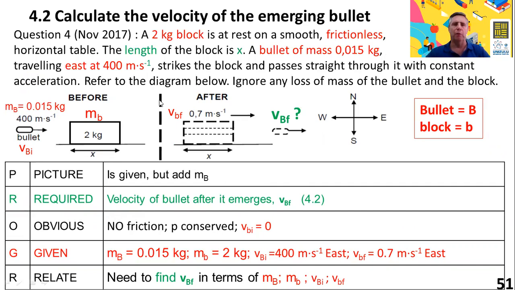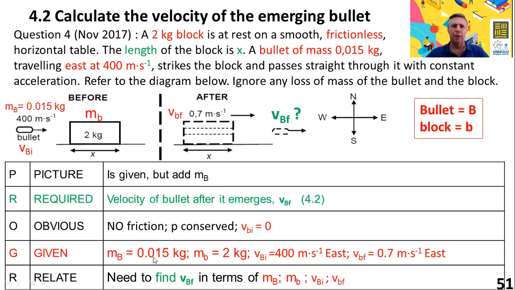Work out what is required. Well, I've put it in green. You're asked for the velocity of the bullet after it emerges. Calculate the velocity of the emerging bullet. What is obvious? Well, you're told there's no friction. Momentum is always conserved. And v_bi, which is the velocity of the block beforehand or initially, is 0.